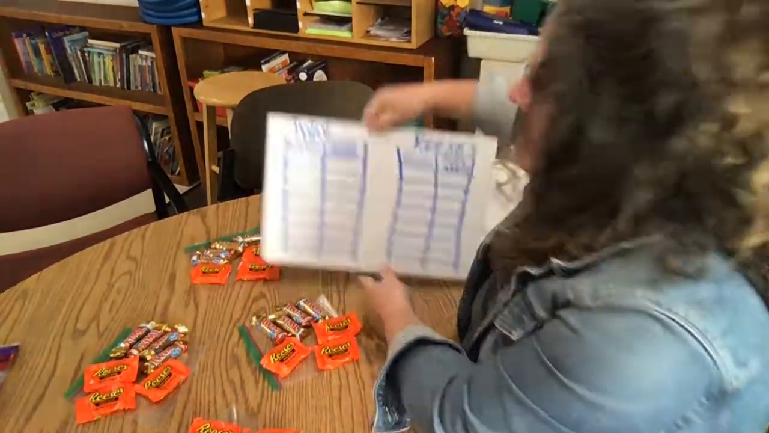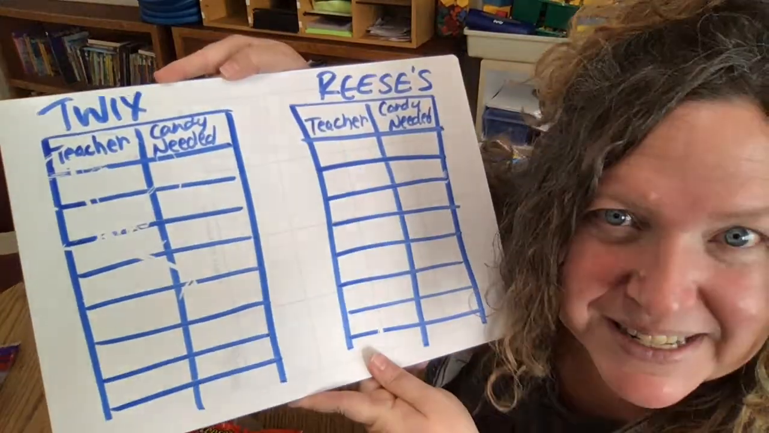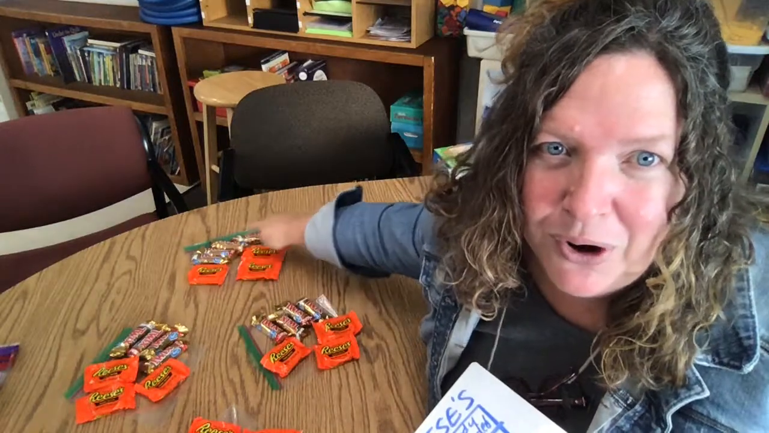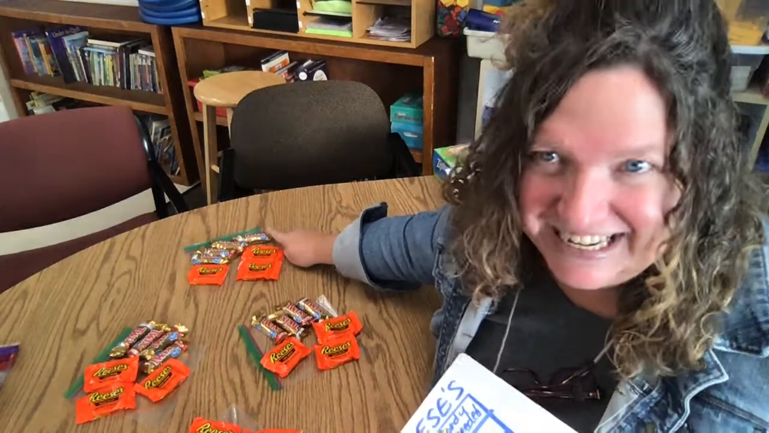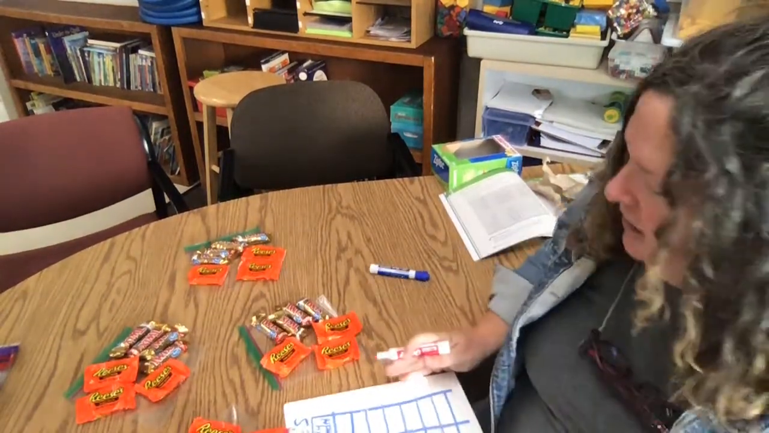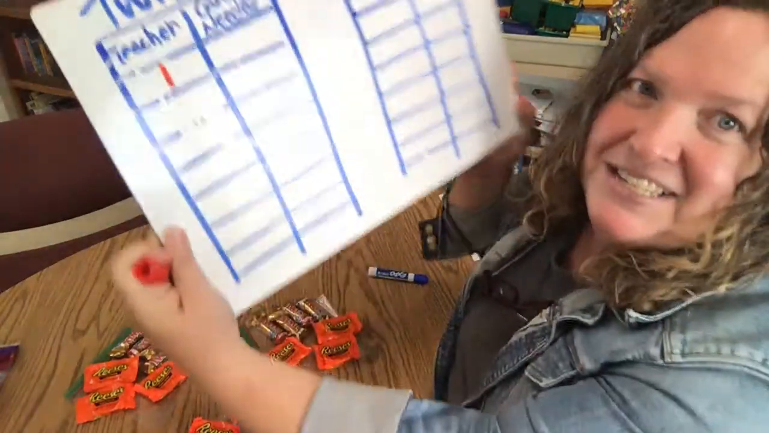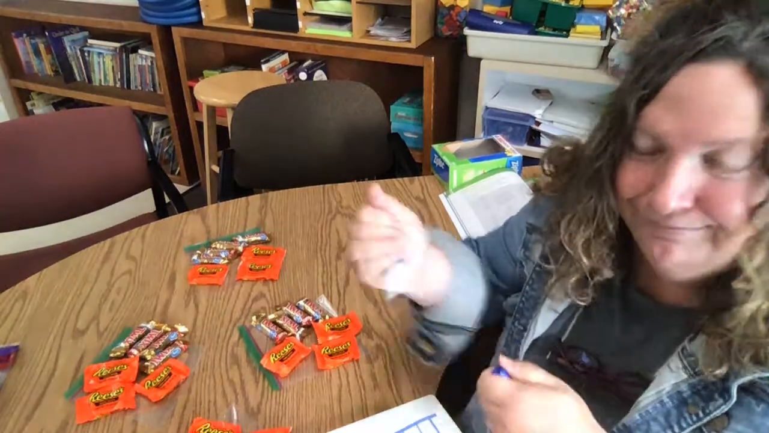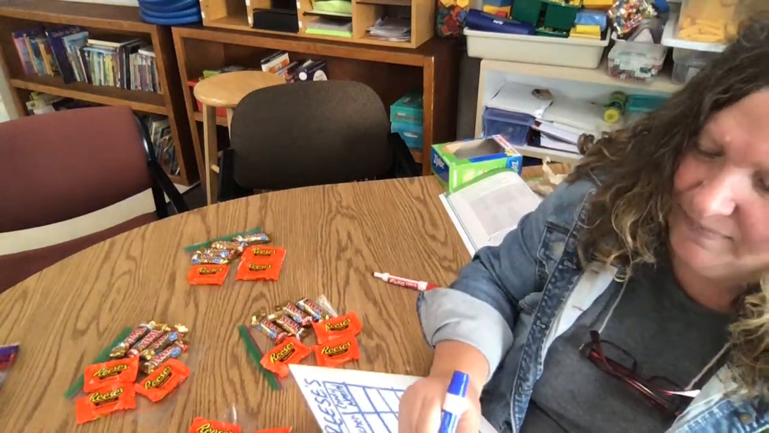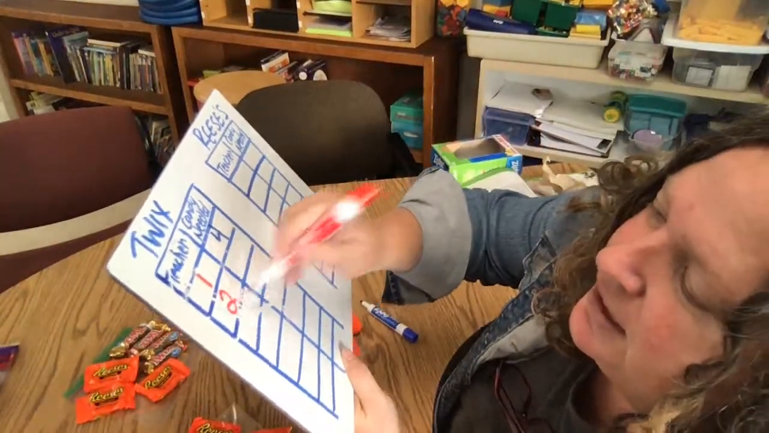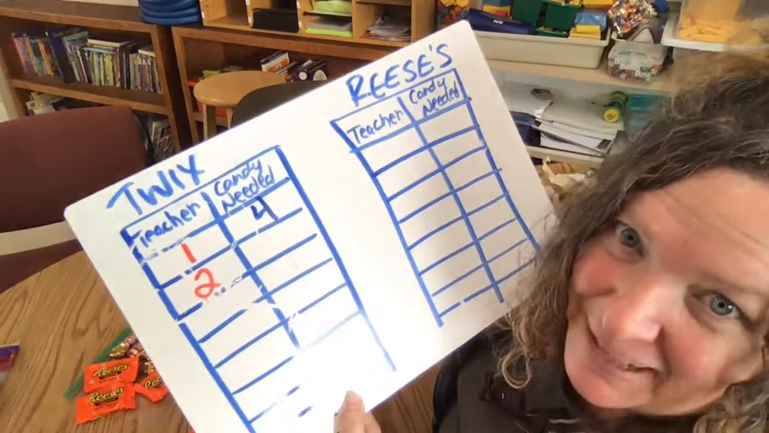So I made a rate table for the Twix and I made a rate table for the Reese's. So we know if I'm going to do Twix first, we know that it is 4 Twix per teacher. That's the unit rate, 4 Twix per teacher. So if there is 1 teacher, how much candy do I need? I need 4 Twixes. What if 2 teachers helped me out? How much candy do I need? Well, hopefully you knew it was 8.